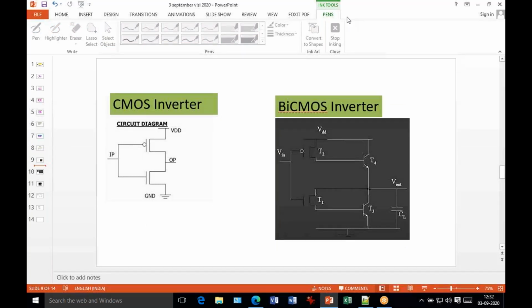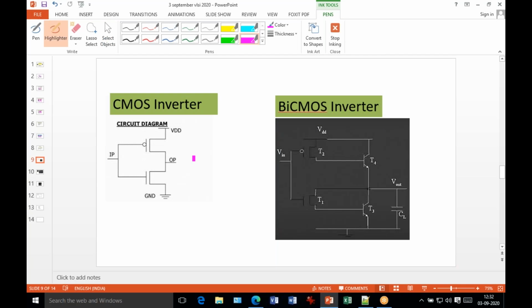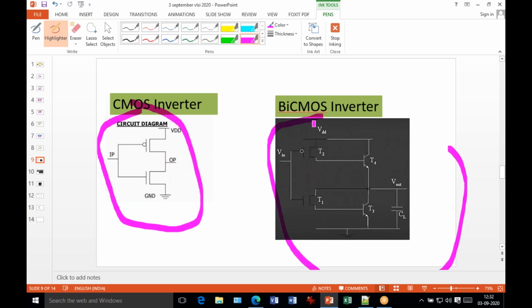Okay, so I just discussed the circuit point of view because this is very important. This is the general structure of the CMOS, and this is the general architecture of BiCMOS. In the BiCMOS you are using two extra transistors. The drain is connected here, and this is the source. Now we go for the analysis point of view.